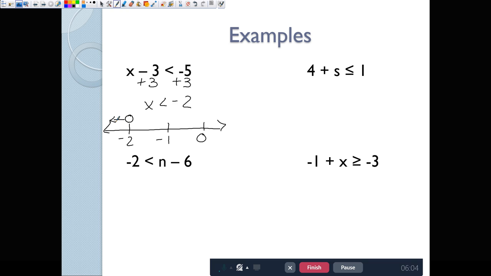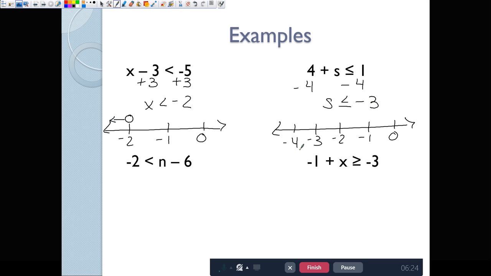Here I would have to subtract 4 from both sides. Did I divide by a negative number? No, so I'm going to keep my sign the same. And 1 minus 4 is? -3. Open or closed? Closed, and to the left.